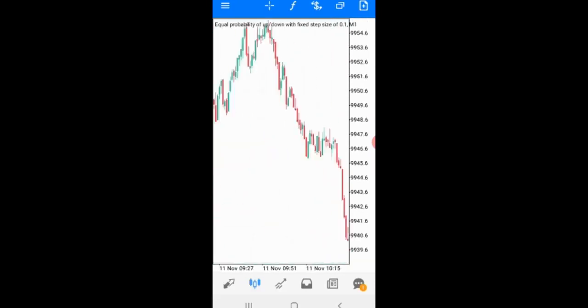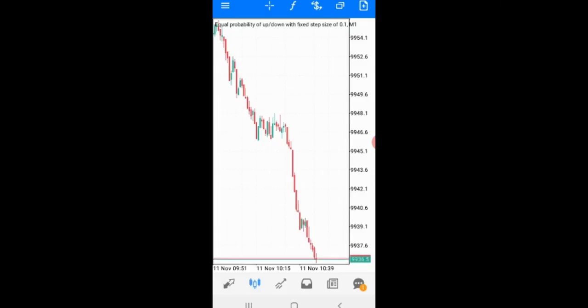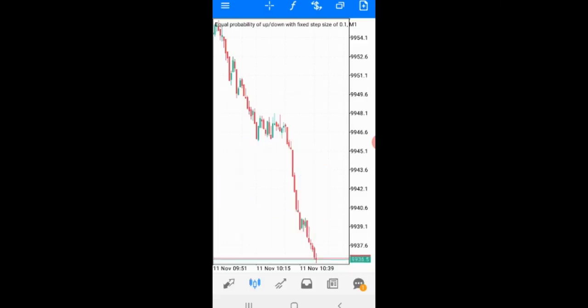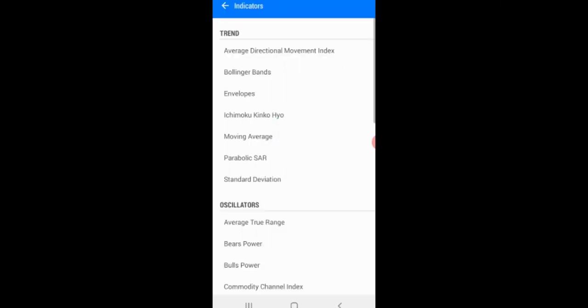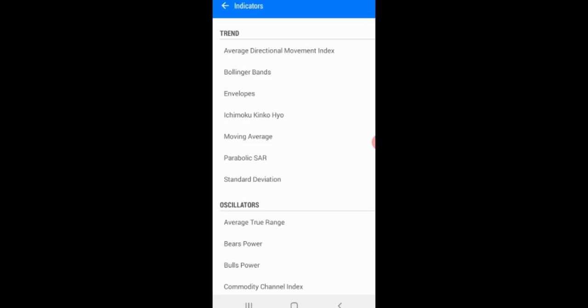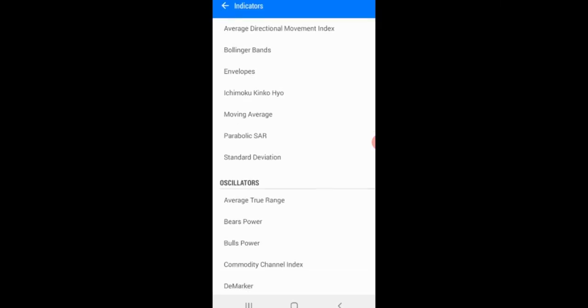Yeah, this is step index. This is my 1 minute time frame, so we are using the 1 minute time frame. What we need to do now is add the indicators that we need. You click on the indicator tab. The first indicator we will need is the moving average.